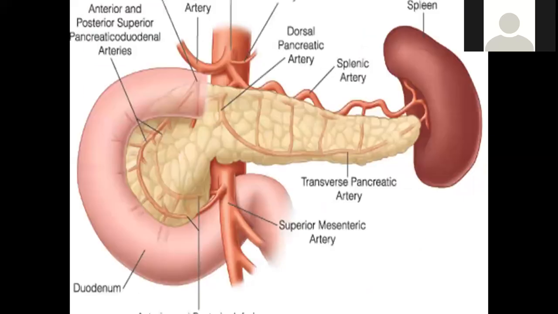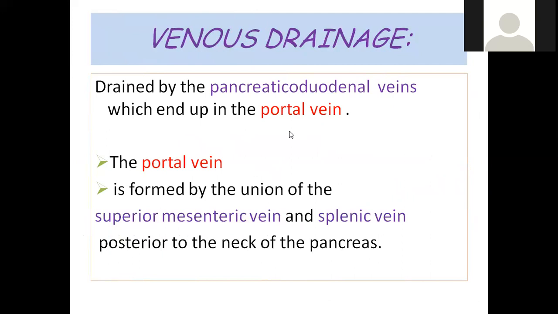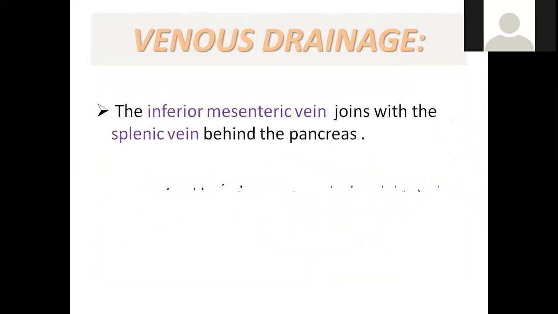Same thing, many slides are there. That's why I'm skipping unnecessary details. So what is the vein we have? The neck of the pancreas, I asked you. Remember it very well: portal vein. How is it formed? The superior mesenteric vein joins with the splenic vein to form the portal vein. Just writing that much is more than enough.